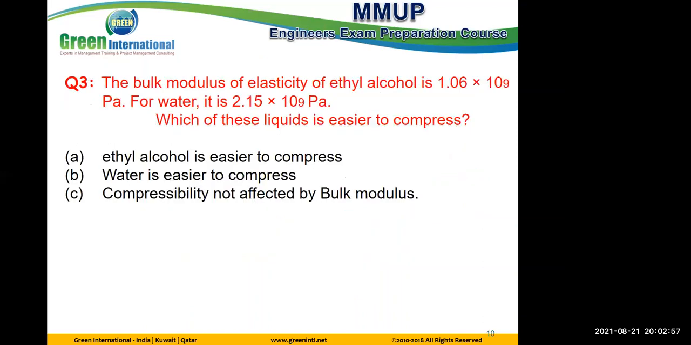Let's read this question, please. Bulk modulus of elasticity of ethyl alcohol is 1.06 times 10 to the power 9 Pascal. For water, it is 2.15 times 10 to the power 9 Pascal. Which of these liquids is easier to compress? Ethyl alcohol, because the pressure required is less. Yes, exactly. Ethyl alcohol, because it requires little pressure to make the same change of volume.